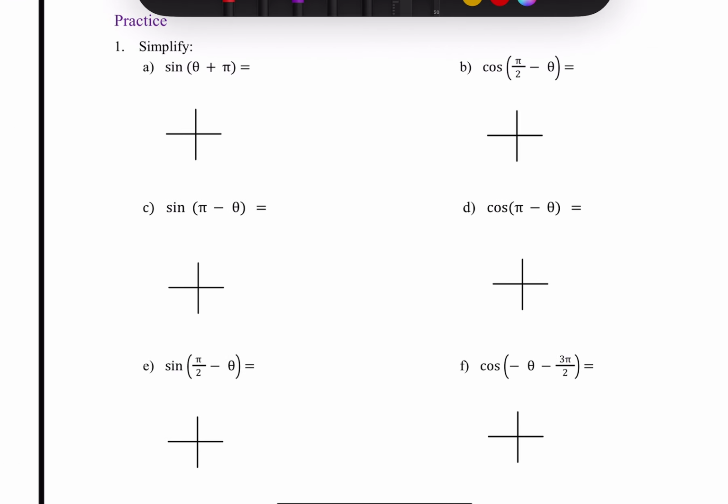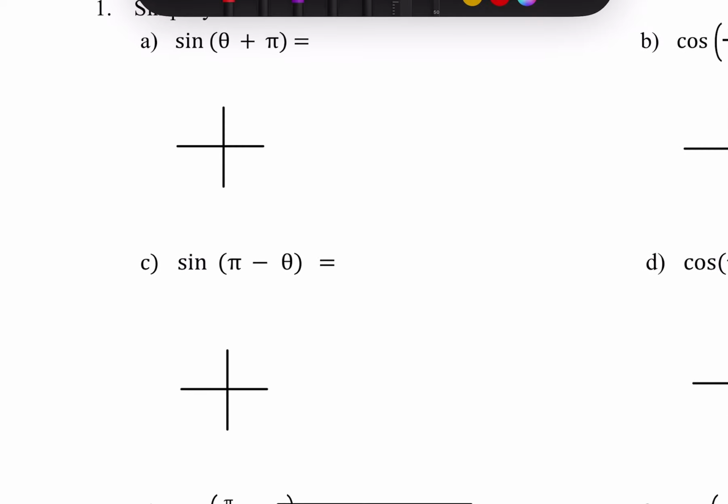There's some more practice ones here, but definitely give these a try on your own, and then look at me do them if you want. But it's the same thing that I'm doing here.